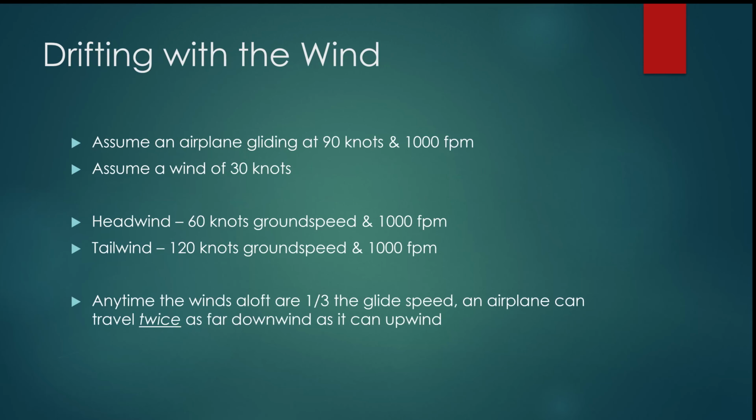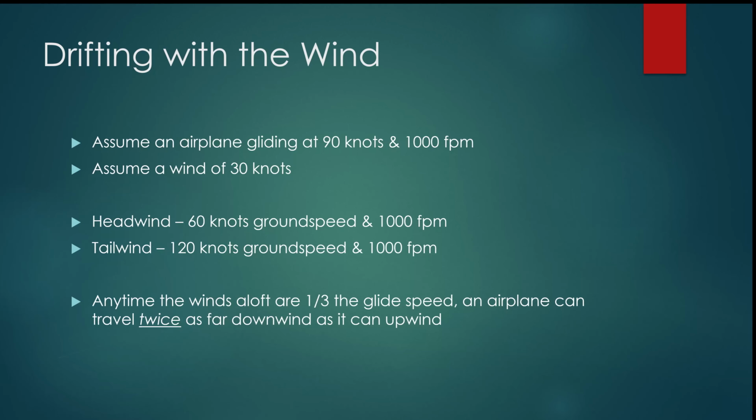So as far as the wind, there's a couple of basic ways to think about this. First of all, let's just understand that the airplane is going to drift with the wind regardless. So again, let's start with an airplane, and we're just assuming that it's gliding at 90 knots and 1,000 feet per minute. And for the sake of discussion, again, this makes the mental math easy. Let's assume that the wind is at 30 knots. 30 is coincidentally 1/3 of the 90 knots glide airspeed that we're assuming for what we're loosely calling an average airplane in this kind of situation.